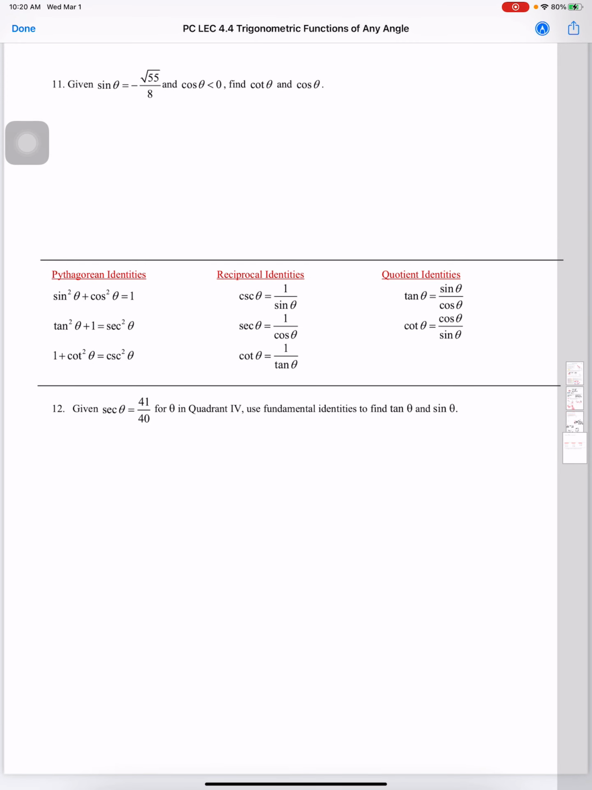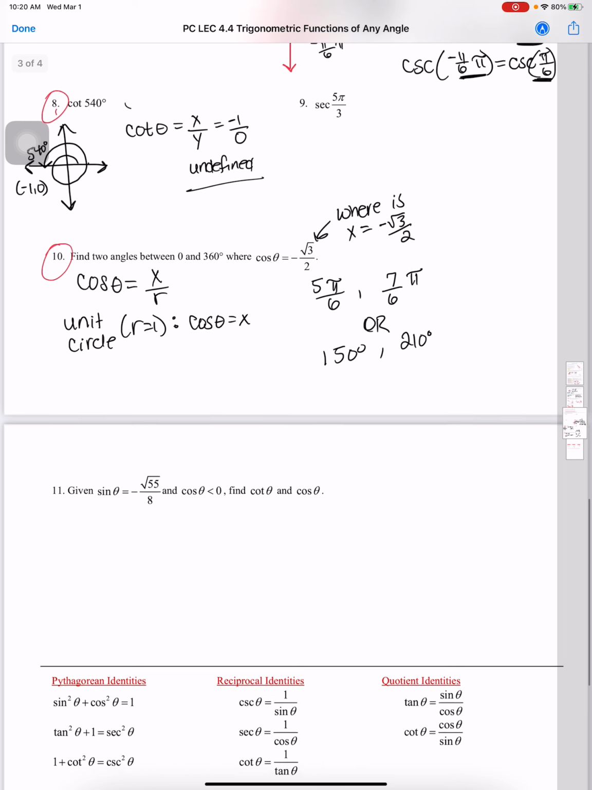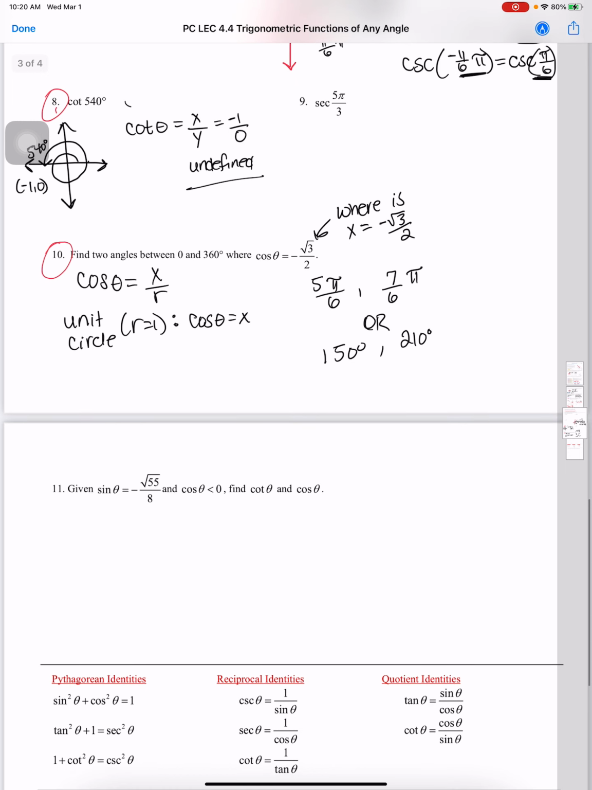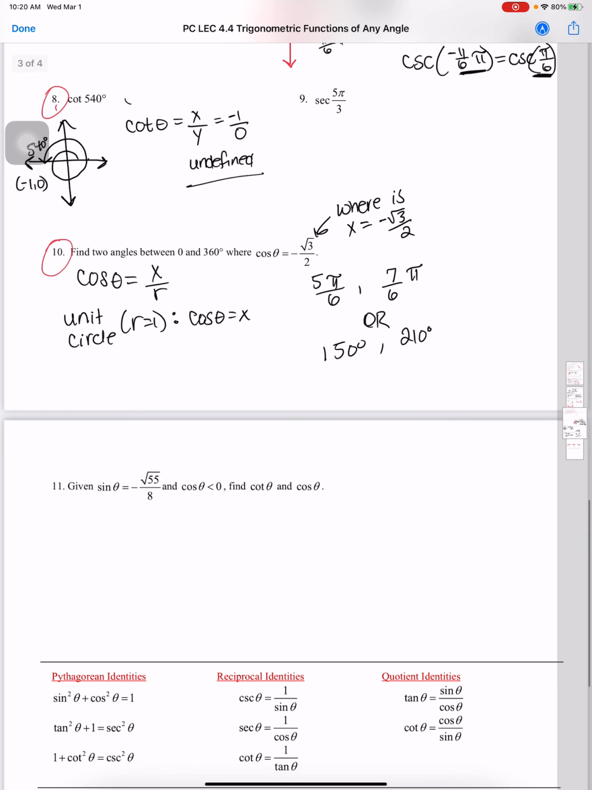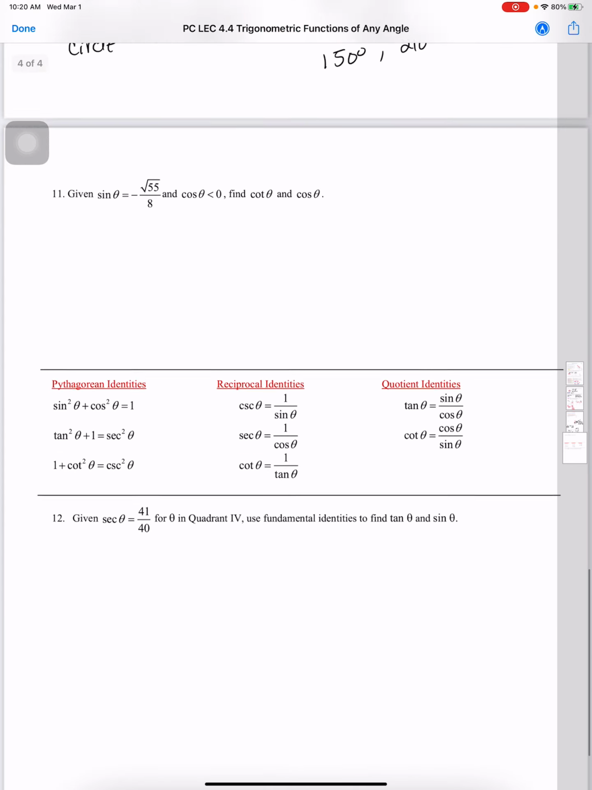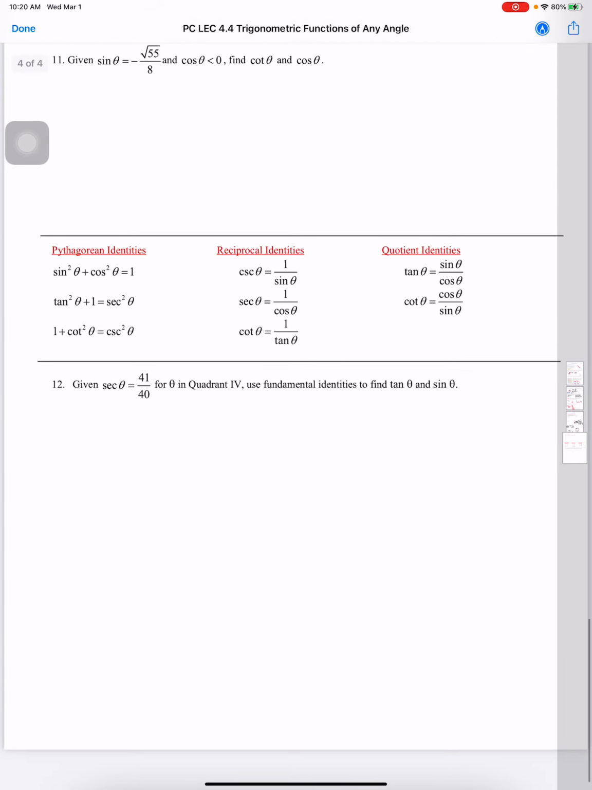All right, so we're going to finish up this lesson. I'm going to skip number 11 because, again, it is very similar to those examples that we just did. You just have to sketch out that one to find your y value. It gives you your radius, and you have to find the x. So, same idea. But let's look at 12.